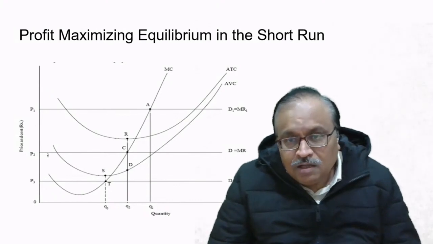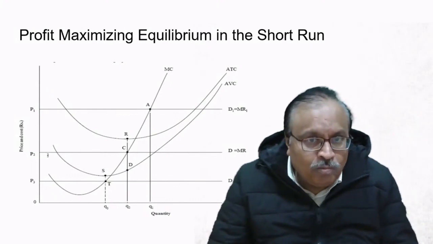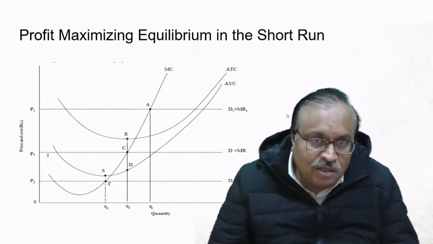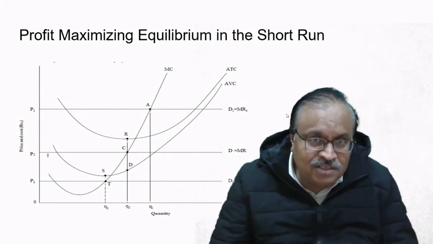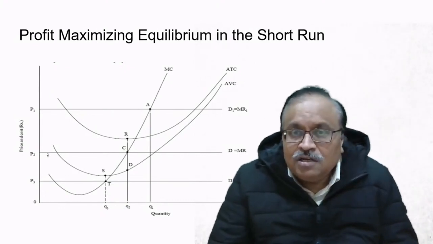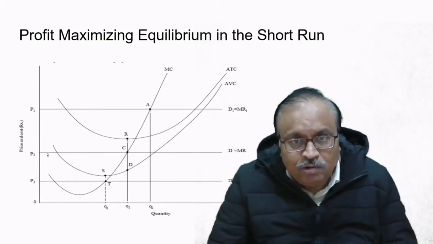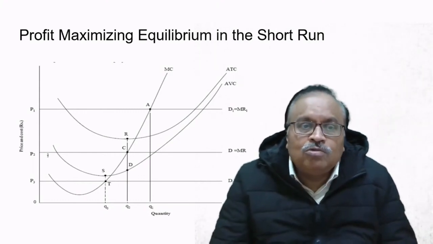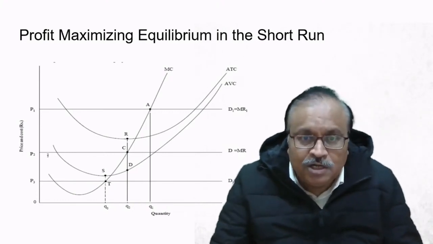So the moment AVC is greater than the price level, there is no point in pursuing the production. We can pursue the production if the price is lower than the average total cost curve. But the profit maximizing equilibrium can only come if we move on to the price band of P1, which is equivalent to the demand.